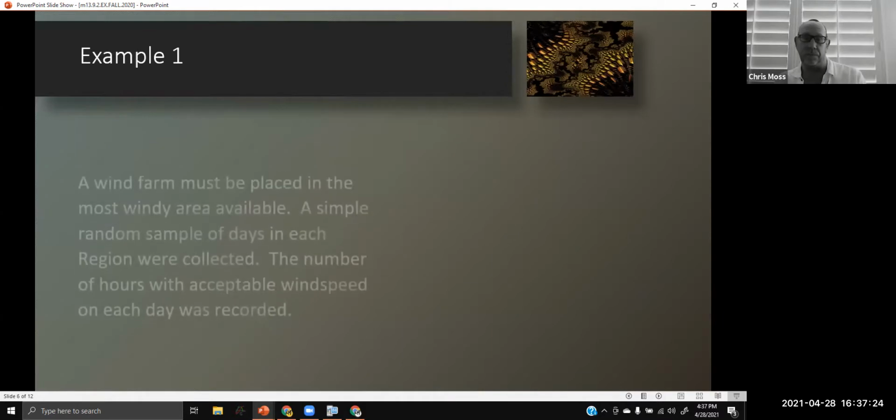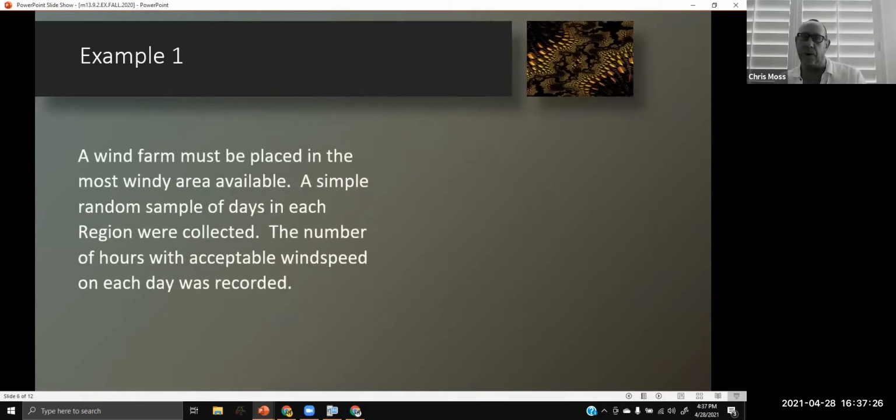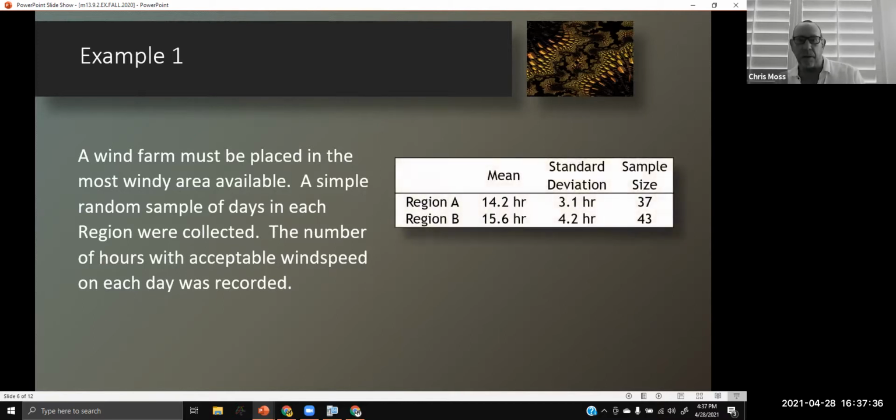Here's our example. We have a wind farm, and it must be placed in the most windy area available. We have a simple random sample of days in each region. There's going to be 2 of them here. The number of hours of acceptable wind speed on each day have been recorded, and we've recorded that for 37 days in region A and 43 days in region B. We have an average number of hours per day for each of the regions, as well as the standard deviation.